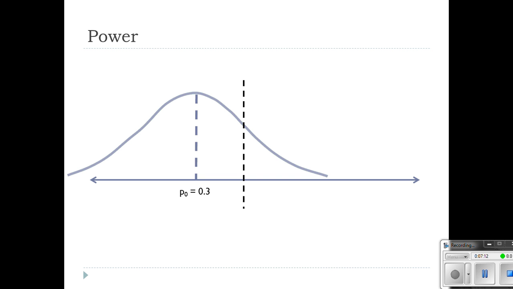Power is related to the probability of making a type 2 error. Power is basically the strength of your test to be able to detect against an alternative. So let's go back to our original example where we have our distribution centered around the null hypothesis of p equals 0.3. We have our rejection region. That vertical black dotted line corresponds to our critical z value. The area to the right would be our rejection region. So if we get a p hat in that region, that means it's unusual. Our p value will be low, and that'll tell us to reject the null hypothesis.